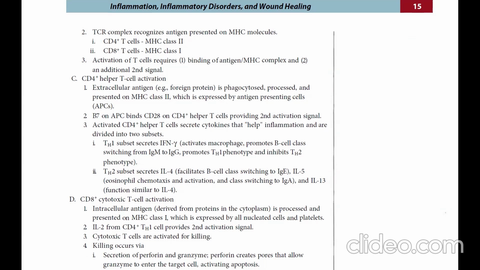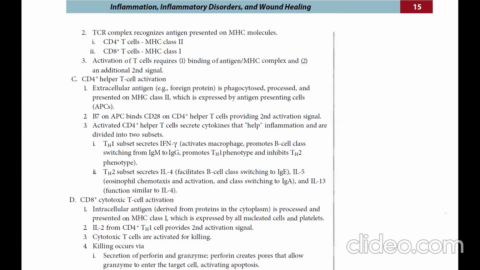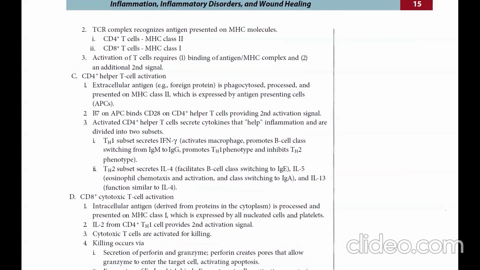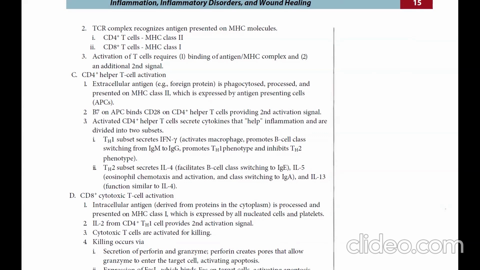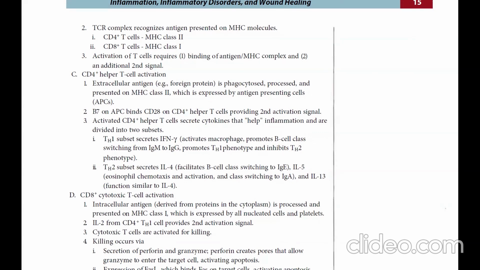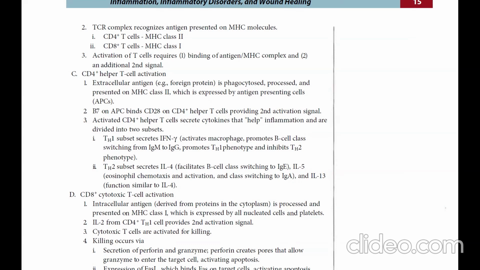CD4 T cells are restricted by MHC class 2 and CD8 T cells interact with major histocompatibility complex class 1. Activation of a T cell requires binding of antigen and major histocompatibility complex, and in addition a second signal.